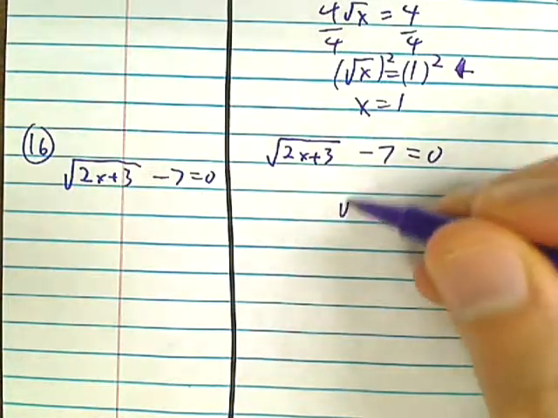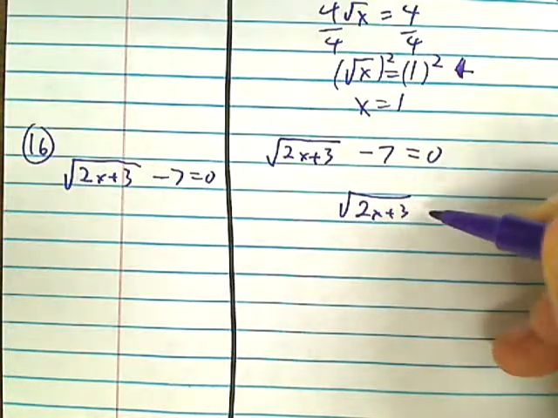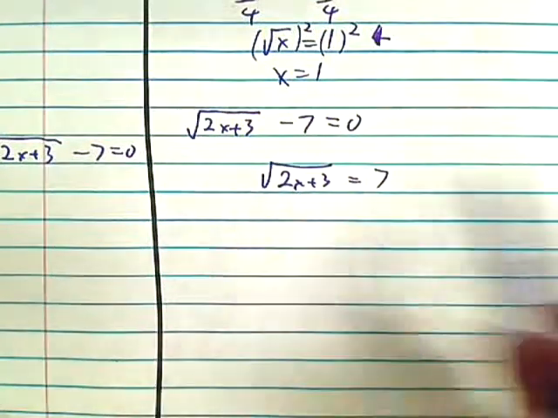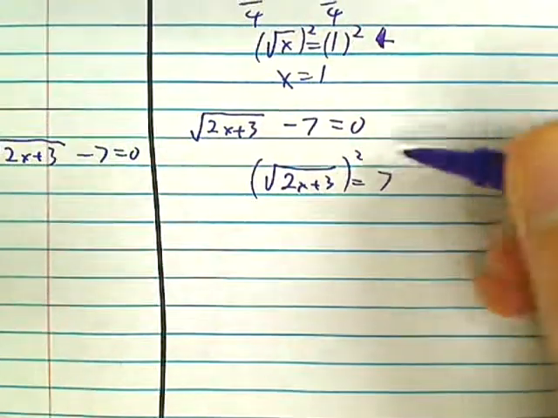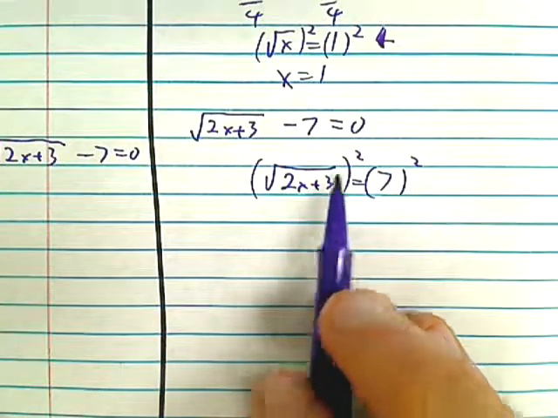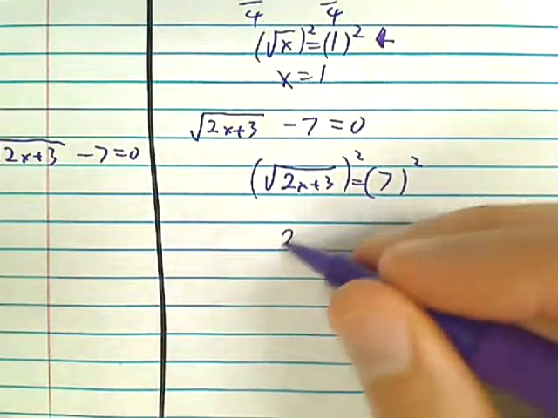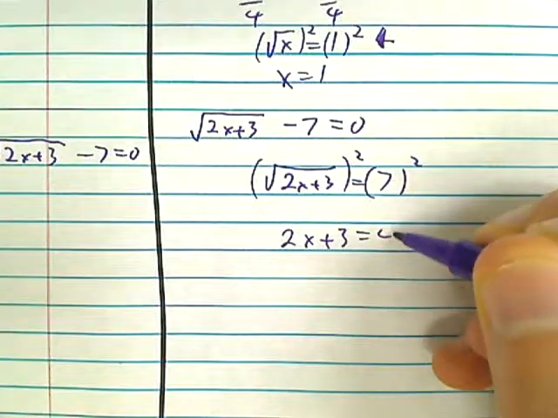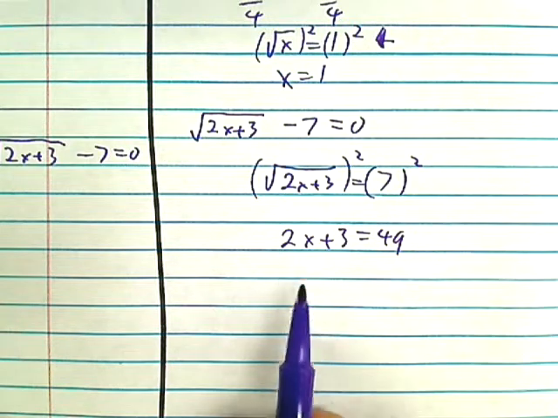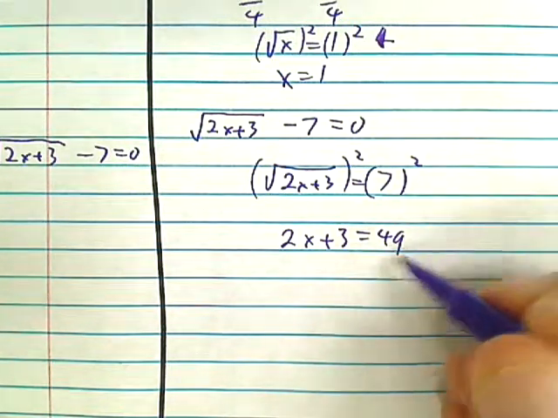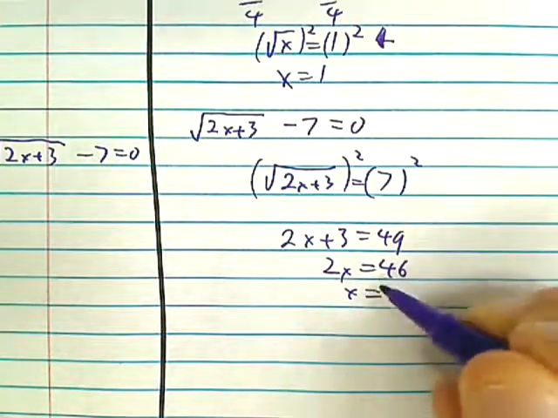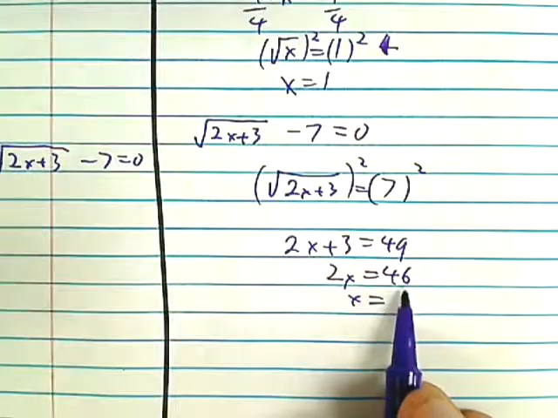First, let's add 7. And now I have the square root by itself. So let's square both sides. So I get, well, this is just 2x plus 3, right? Squaring and square rooting are inverse operations. Okay, and let's do a little bit of work here. Minus the 3, so that's going to be 46. And x equals 2 into 4 is 2. 2 into 6 is 3.